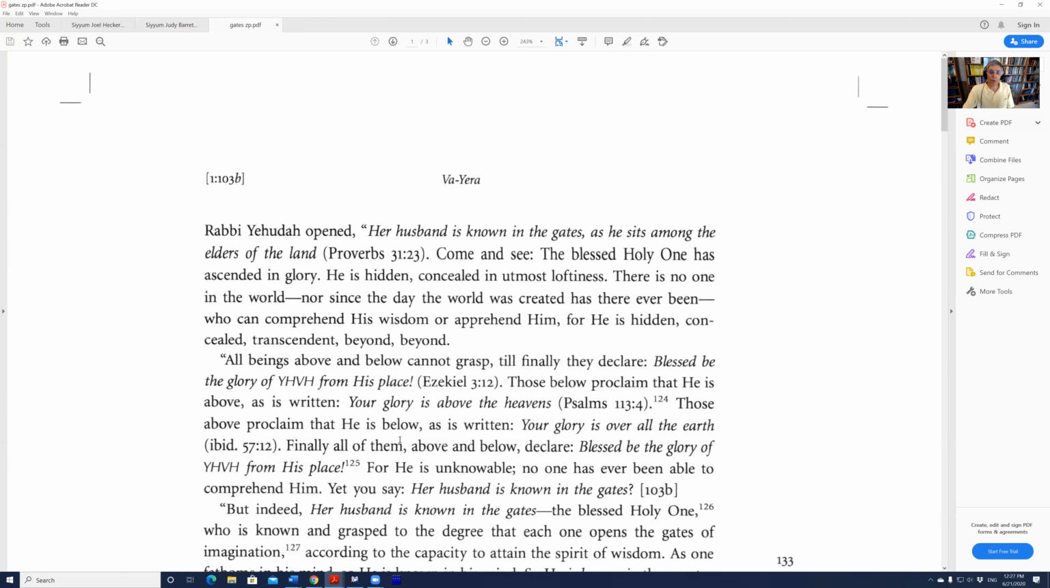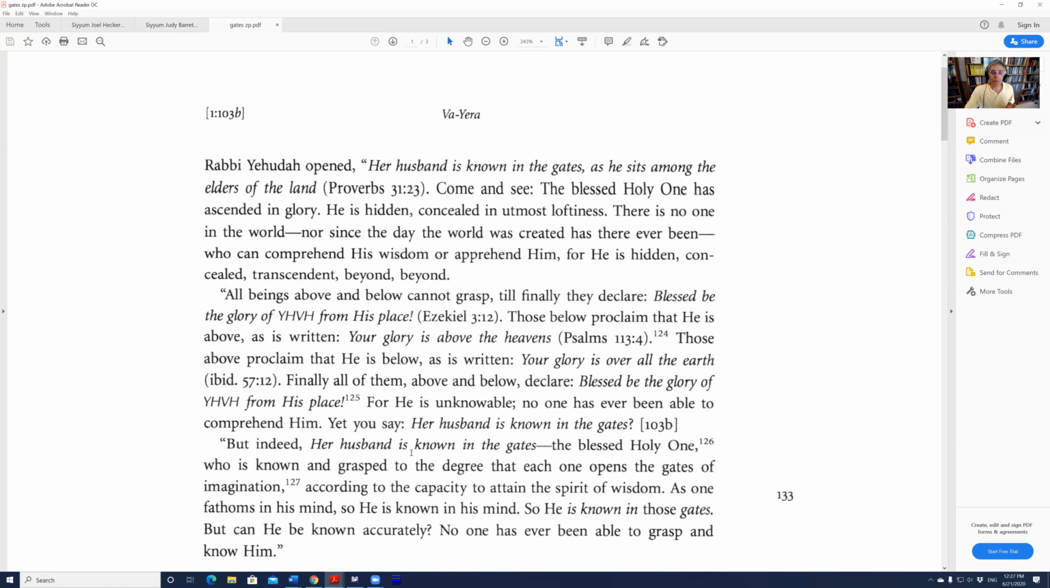But if God is unknowable, if this transcendent aspect of God is unknowable, how can the verse in Proverbs say "her husband is known in the gates"? Okay, the husband of Shekhinah, the transcendent aspect of God, whether it be Tiferet or Ein Sof, the transcendent dimension of God cannot be known. So how can the verse say that her husband is known?